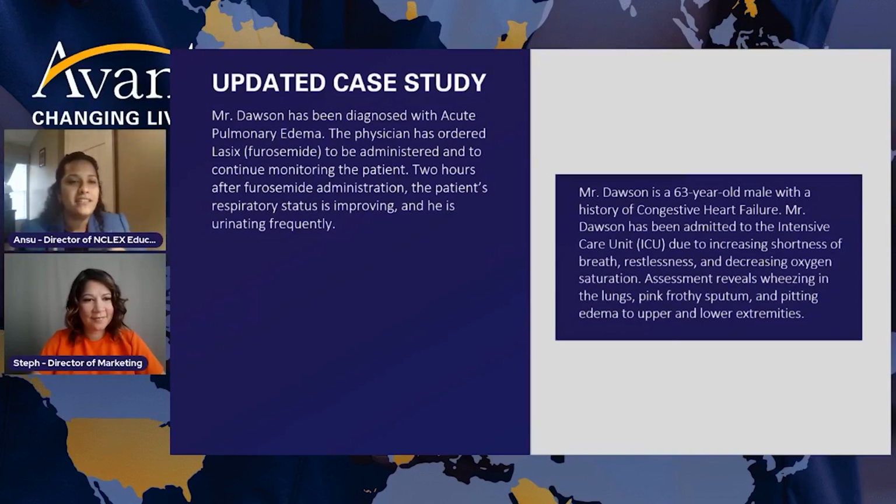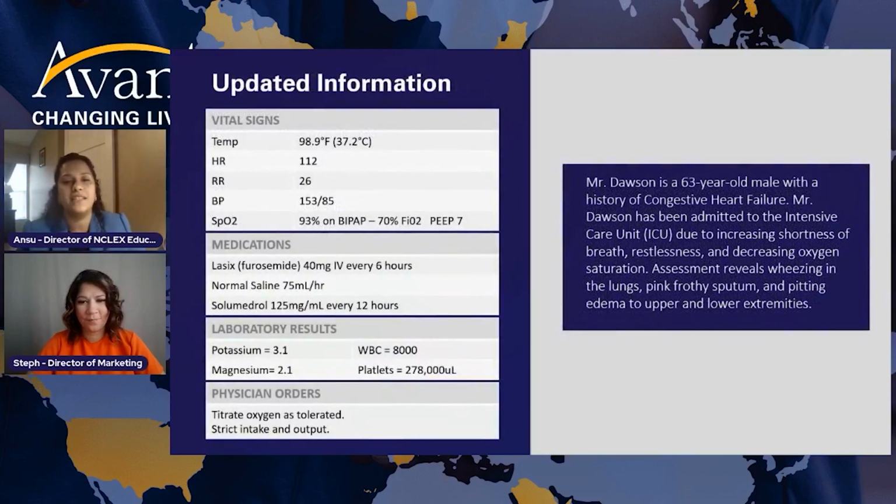So Mr. Dawson, diagnosed with acute pulmonary edema. The physician ordered Lasix to be administered and to continue monitoring the patient. Two hours after you gave furosemide, the patient's respiratory status is improving and he's urinating frequently. I mean, that's what we wanted, right? Great job. The patient is showing some progress. Now, as an oncoming nurse, you got that report.